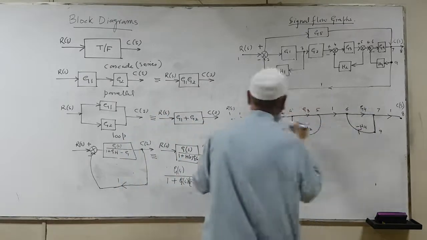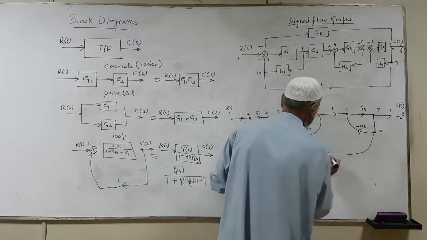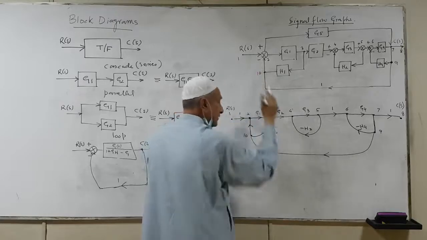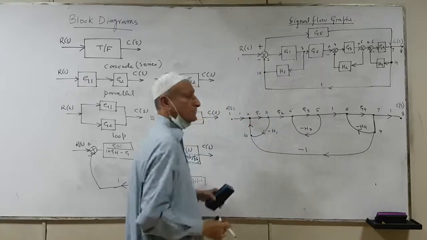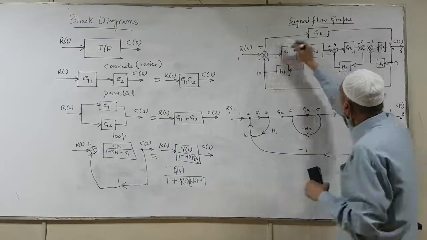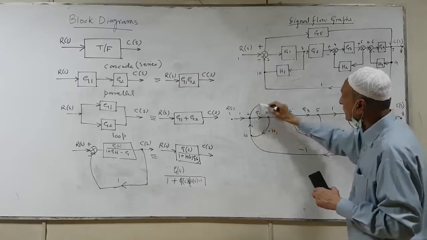Now between 9 and 10 there is a transmittance which is 1, but then it's connected to the negative terminal. So we have minus 1. And then between node 2 and 7, it's a forward path because the things are going from input towards the output.